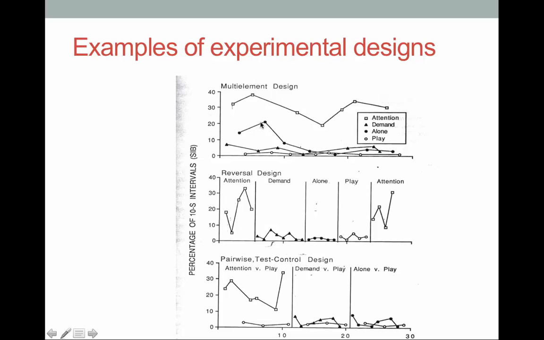But in this design, you're conducting each of these conditions, one after the other, after the other, after the other. And you're just noting if it occurs higher in one condition relative to the other. So this is pretty clear that it's highest in the attention condition, suggesting that for this individual, their SIB is maintained by positive attention.